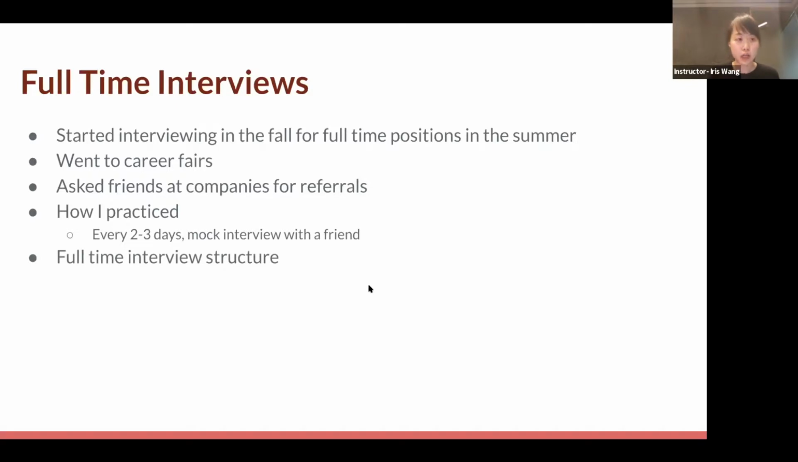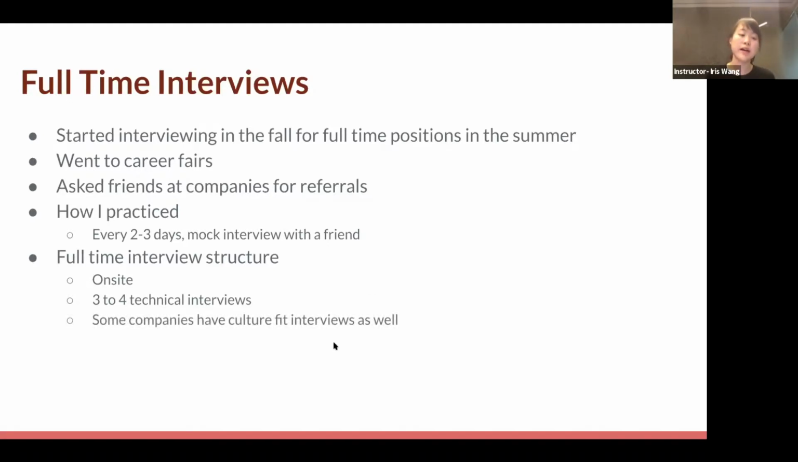In terms of the structure for the full-time interviews, you'll have the phone screen and then you'll do the on-site. For the on-site, it depends on the company, but generally there's around 3 to 4 technical interviews, and each interview can be 45 minutes to an hour. Some places might have more technical interviews, but I think in general it falls in that 3 to 4 range.